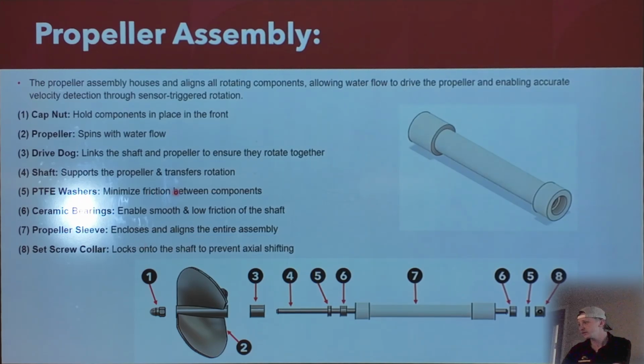You have the washers, the ceramic bearings, which are right here. And the ceramic bearings are going to sit in this little groove right here on each side to kind of hold them in place. The propeller sleeve, which is this, like I mentioned in the last slide, and also the set screw collar, which secures everything and makes sure nothing shifts and falls off of the shaft.